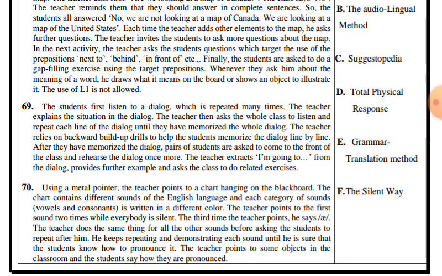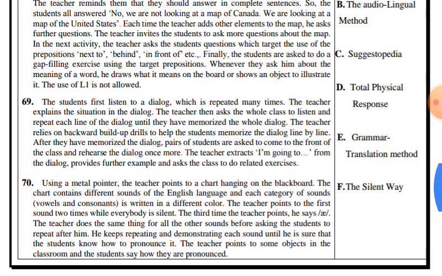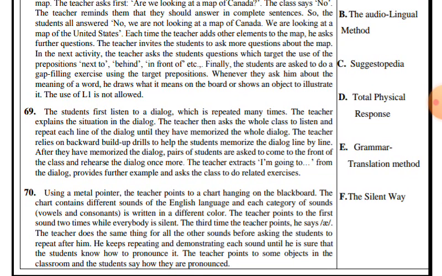70. The right answer is F, which is the silent way. Using a metal pointer, the teacher points to a chart on the blackboard. The chart contains different sounds of the English language and each category of sounds. So here we have different sounds. The silent way is giving students the opportunity to express their sounds and their ideas.